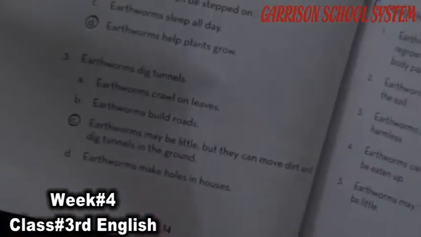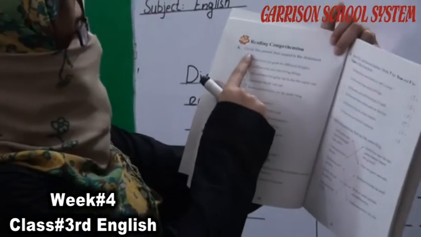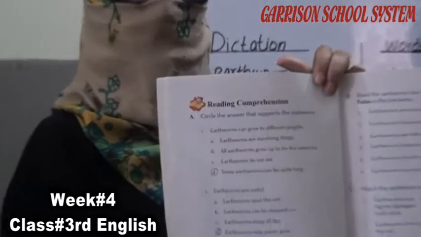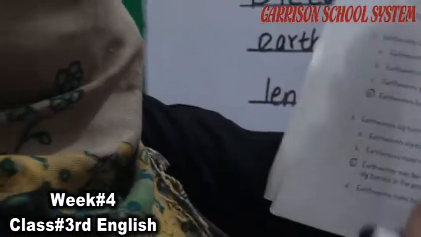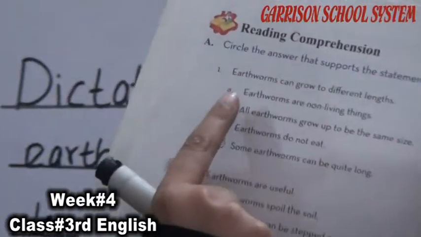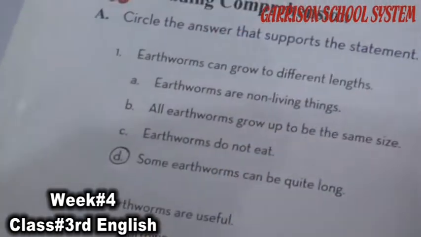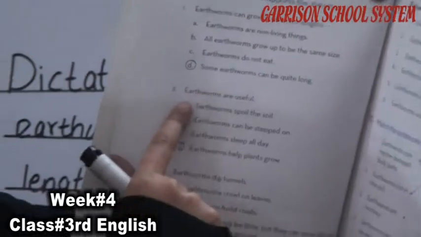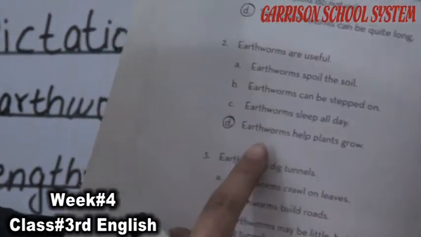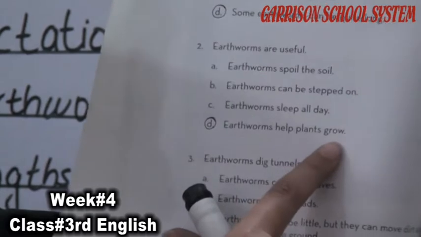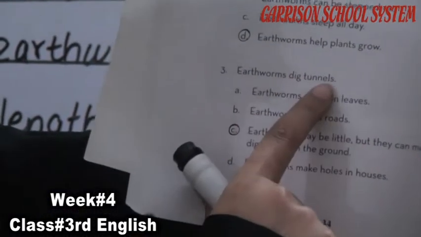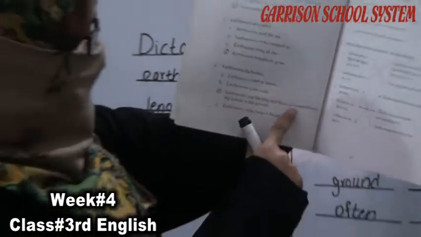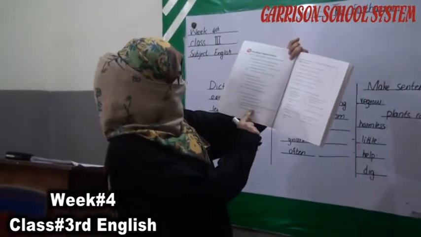Reading comprehension. Circle the answer that supports the statement. Earthworms can grow to different lengths. The answer is: some earthworms can be quite long. Next one, the earthworms are useful. The answer is: the earthworms help plants to grow. Earthworms dig tunnels. The answer is C. The earthworms may be little, but they can move dirt and dig tunnels in the ground.